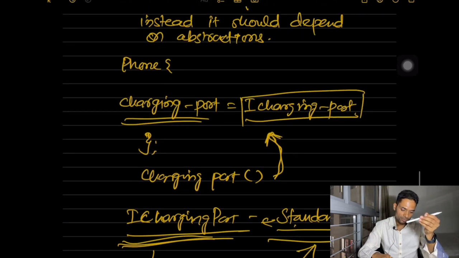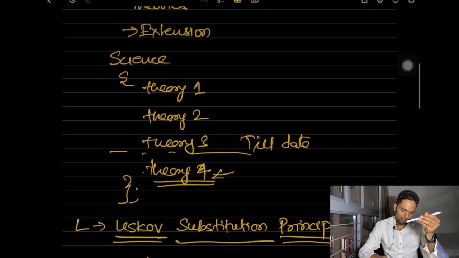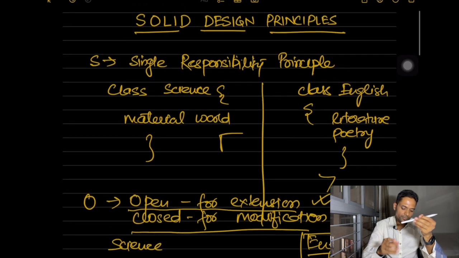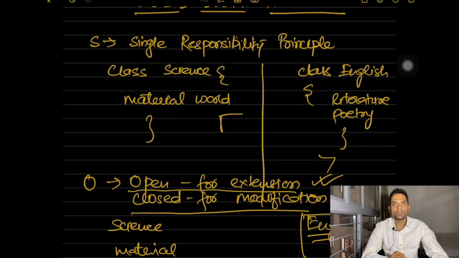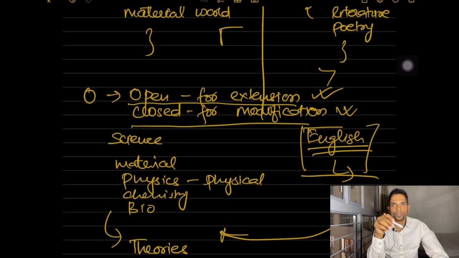In short, I'll just reiterate all the principles again so that we conclude it. S stands for single responsibility principle. O stands for open closed principle, where O is open for extension, C is closed for modification. L stands for Liskov substitution principle. I stands for interface segregation principle, and D stands for dependency inversion principle.